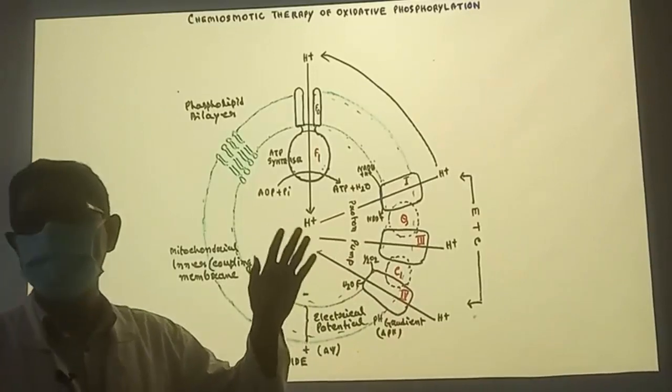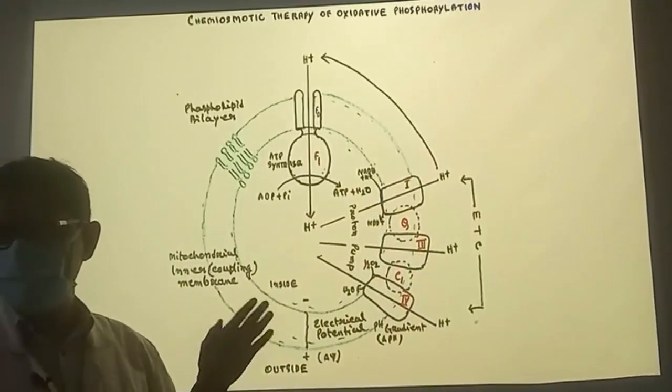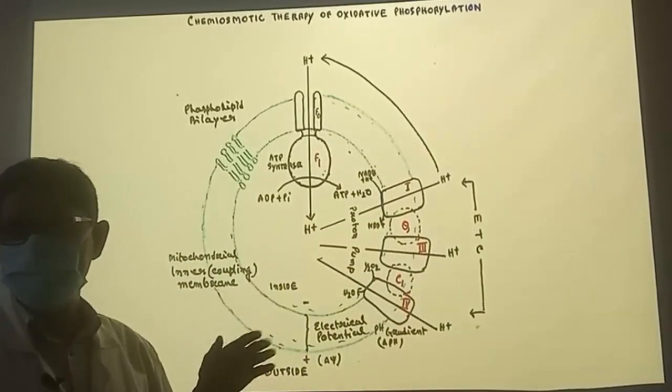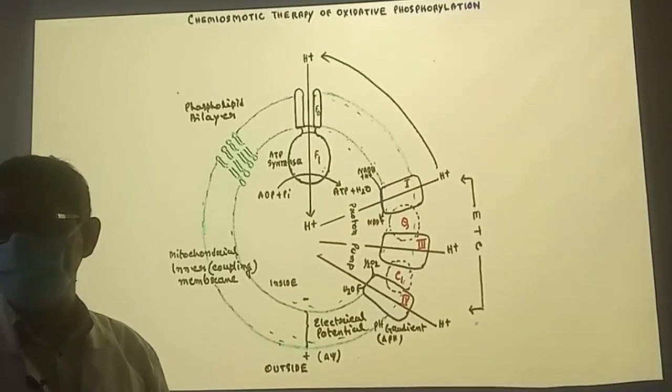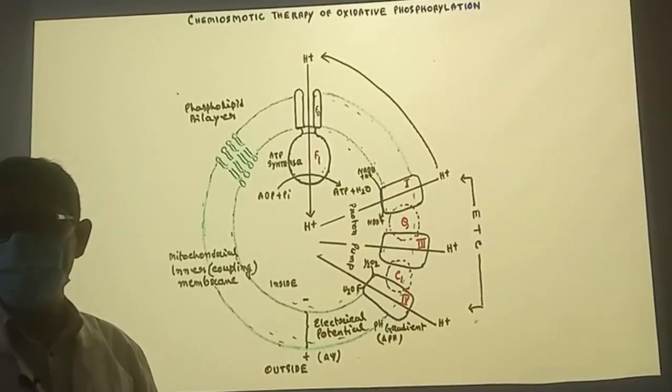Now 2.5 ATP is actually what we get as per the modern theory, per transport of NADH2 finally oxidized through the electron transport chain.